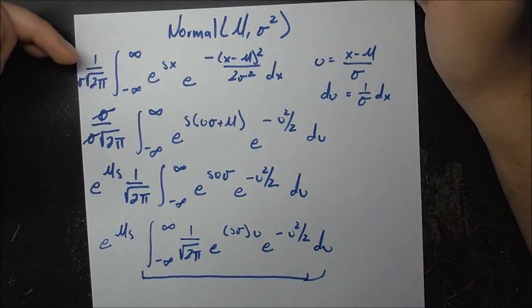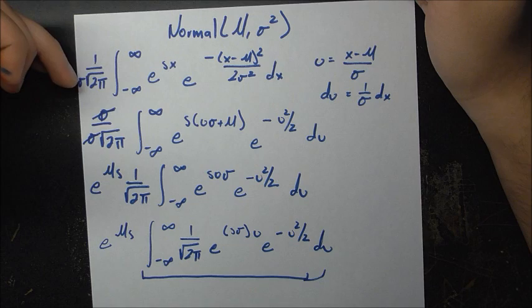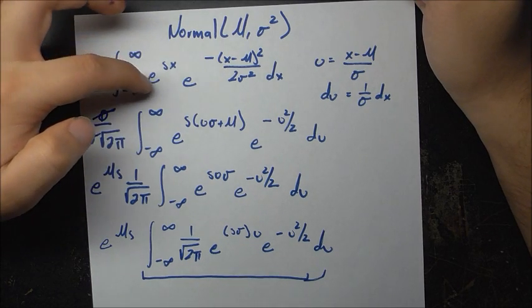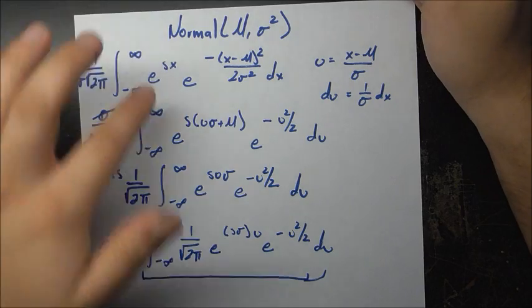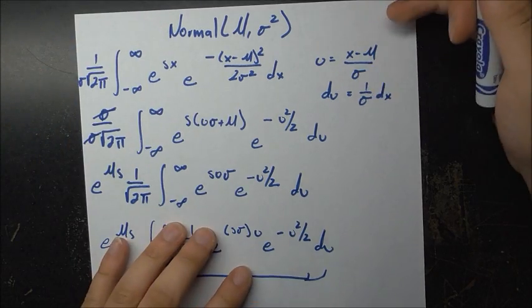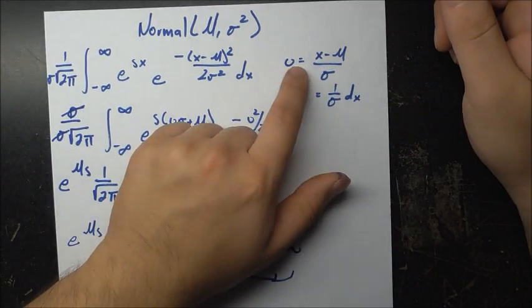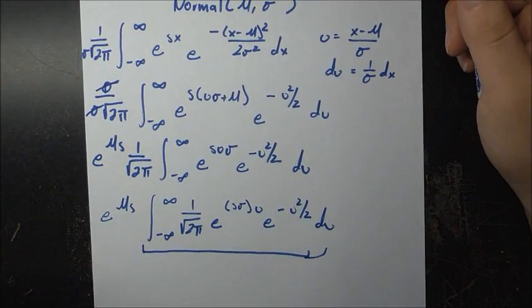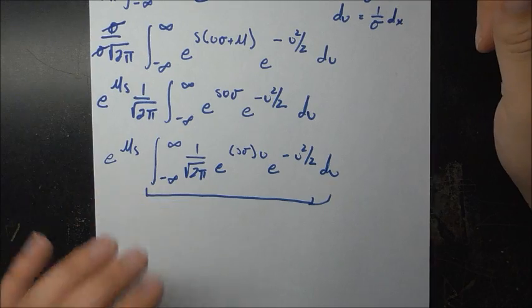So at the beginning I just started by writing exactly what it is. It's 1 over sigma radical 2 pi, that's part of the PDF, negative infinity to infinity, e to the sx, that's the MGF coming in, and we have the rest of the PDF here. So I use the regular u substitution we've been using, u equals x minus mu over sigma, and I carried that through, so you can look through the algebra if you want, and I've gotten to this step here.